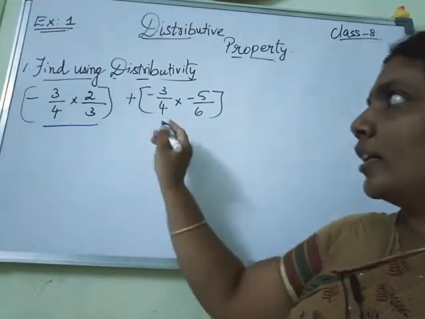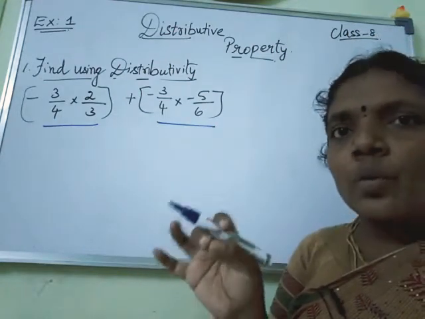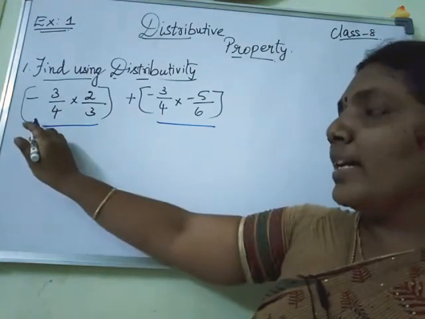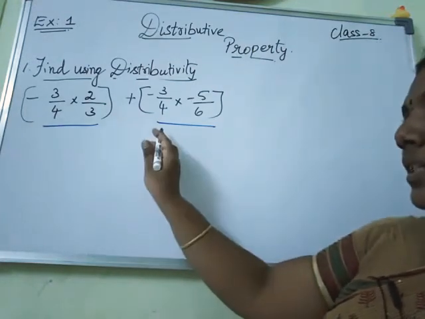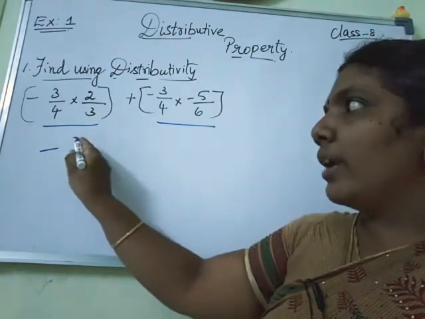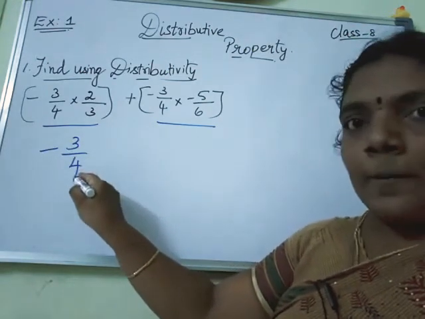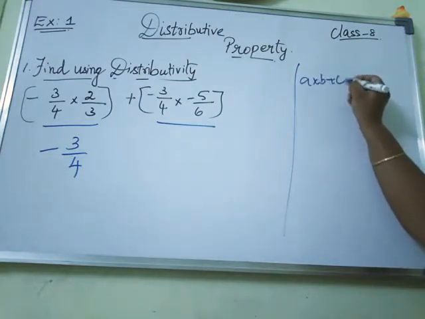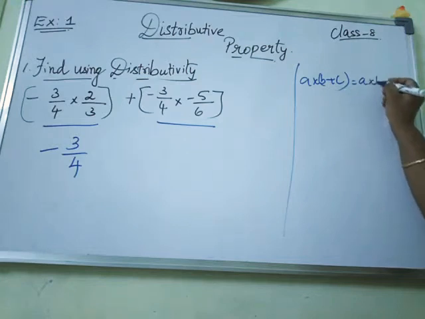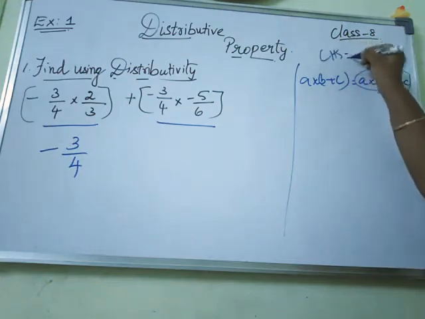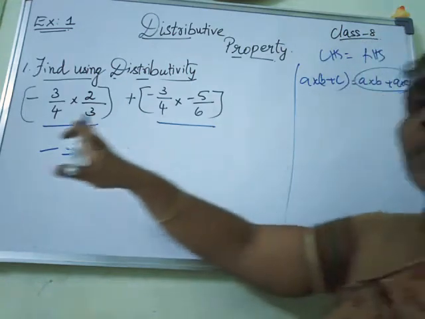So in this first term and the second term, you keenly observe what is the common rational number in this. Minus 3 by 4 is there in the first term and in the second term also minus 3 by 4 is there. So I am taking and writing minus 3 by 4 outside. That is, I will write the property here: A into (B plus C) is equal to A into B plus A into C. This is the RHS and LHS, so this right hand side form is given there.